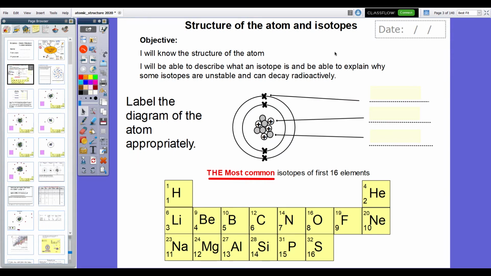Could you please put your date in here so I know when you did your work? So we're going to know what the structure of the atom is, and we'll describe what an isotope is and be able to explain why some isotopes are unstable and can decay radioactively.